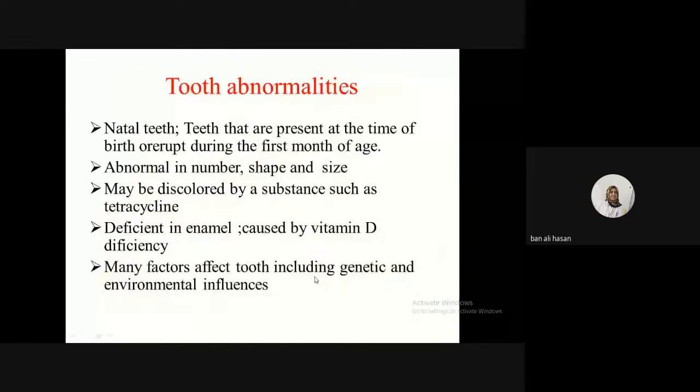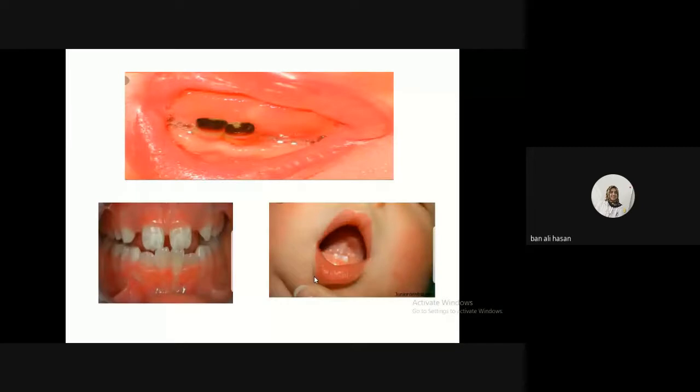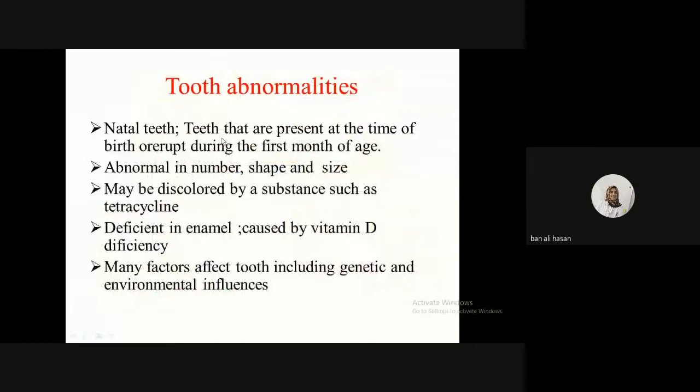Okay. Abnormalities in number, in shape, and size. Also, teeth can be discolored. Why? Because the mother had some medicines that are not suitable for pregnancy time, like tetracycline. So they will be discolored, as in this case. Look at here. And deficient enamel can be caused by vitamin D deficiency, and there are some factors that affect the tooth, including genetic and environmental factors.